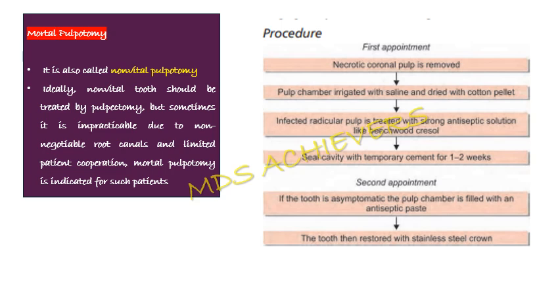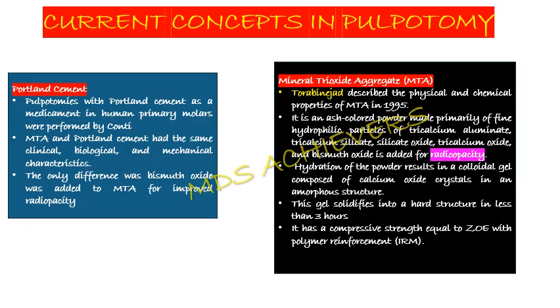Then after the 1 to 2 week period has been completed, we will call for the second appointment. If the tooth is asymptomatic, the pulp chamber is filled with an antiseptic paste and the tooth is then restored with a stainless steel crown. Nothing much. It's just the placement of this formocresol and also antiseptic paste so that no further infection occurs. Current concepts in pulpotomy are Portland cement and mineral trioxide aggregate, that is MTA.